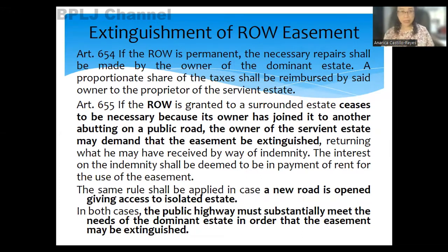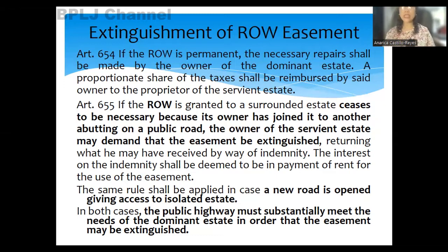Extinguishment of right of way. If the right of way is permanent, the necessary repair shall be made by the owner of the dominant estate. A proportionate share of the taxes shall be reimbursed by the said owner to the proprietor of the servient estate. Okay? If the right of way is granted to a surrounded estate, and ceases to be necessary because its owner has joined it to another abutting on a public road, the owner of the servient estate may demand that the easement be extinguished, returning what he may have received by way of indemnity. The same rule shall be applied in case a new road is opened, giving access to the isolated estate. In both cases, the public highway must substantially meet the needs of the dominant estate.